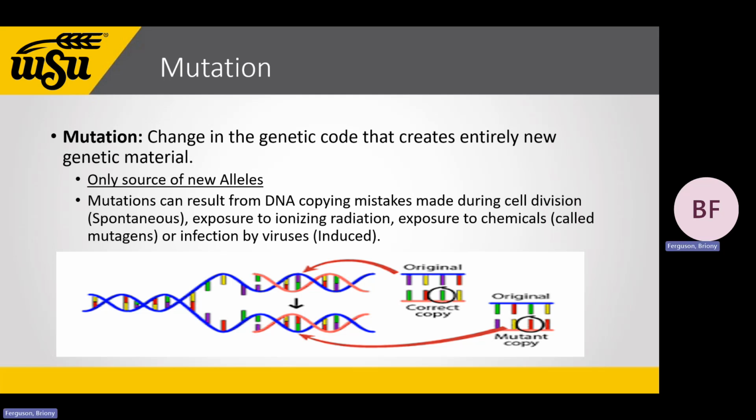They can also be caused by exposure to chemicals called mutagens. The biggest thing that people refer to with this is carcinogenic chemicals. So when people talk about not smoking because it is a carcinogenic drug, it is because it can actually lead to cancer, which is a mutation of a cell. They can also be caused by infections through viruses.